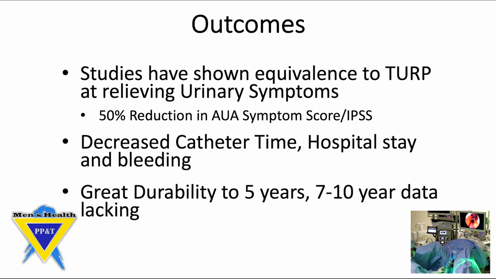Studies have shown that green light laser ablation of the prostate is equivalent to TURP at relieving urinary symptoms. We suggest approximately a 50% reduction in symptoms would be achievable. Other studies have shown that green light laser ablation is better than TURP in regards to decreased catheter time after surgery, decreased hospital stay, as well as decreased intraoperative bleeding. There is great durability of this procedure, including less than 5% retreatment at 5 years. Unfortunately, 7 to 10 year data is lacking.